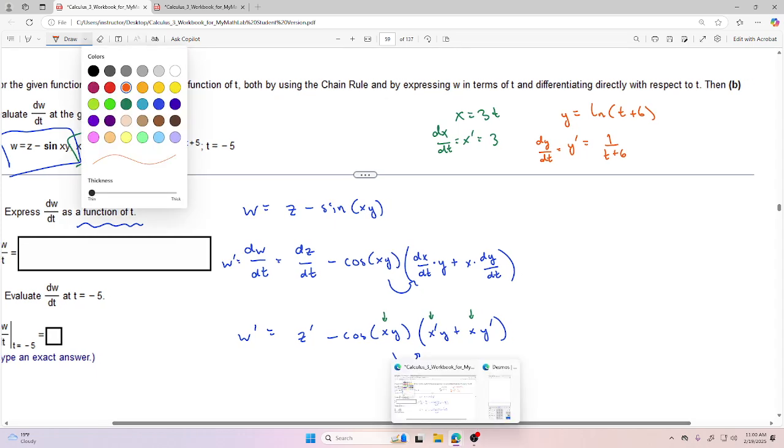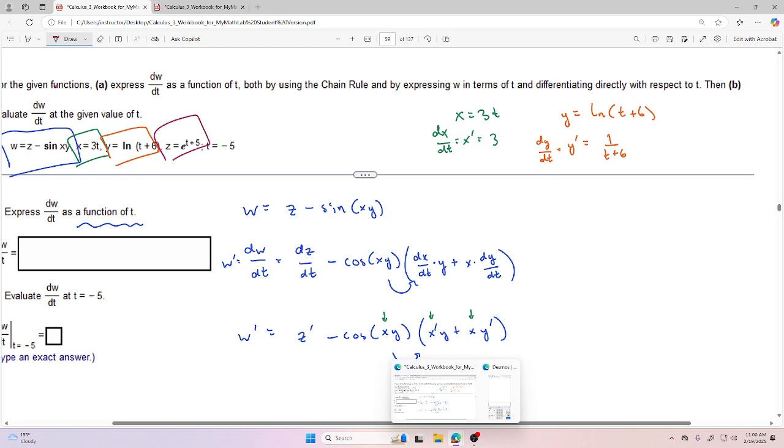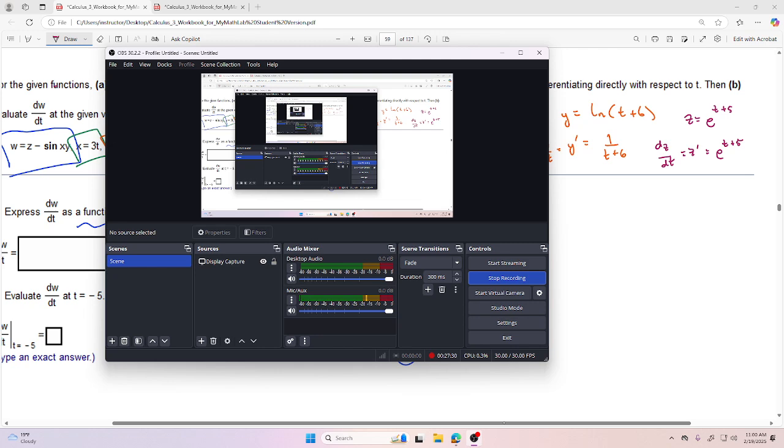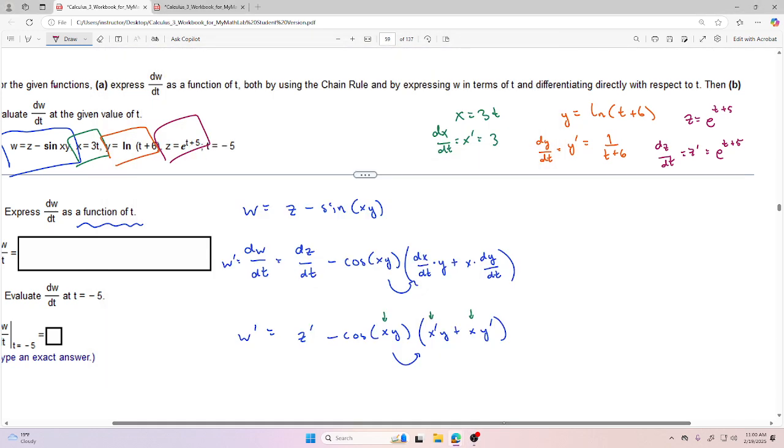One more color. Wine colored. This guy. So I got my z. And so I'm going to do z prime, or again, dz dt. What's the derivative of e to the something? So here the same thing, right? Cool. What we have is everything we need. We have all the components. Okay, good. So I'm just going to plug them in.